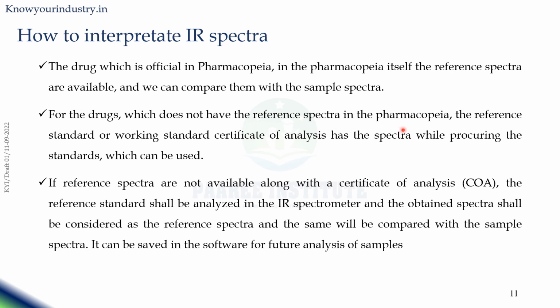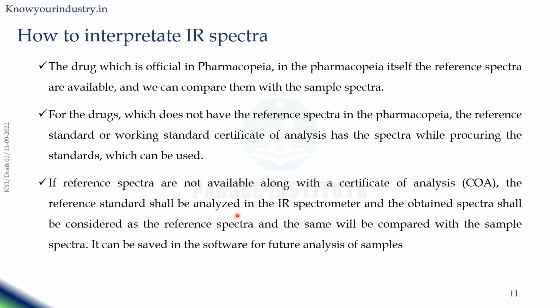In case the pharmacopoeia doesn't give any reference spectra or the drug is not official in the pharmacopoeia, then you can go through the certificate of analysis of the particular compound. The certificate of analysis can provide a spectra which can be compared with the spectra obtained from the test sample and can be confirmed.